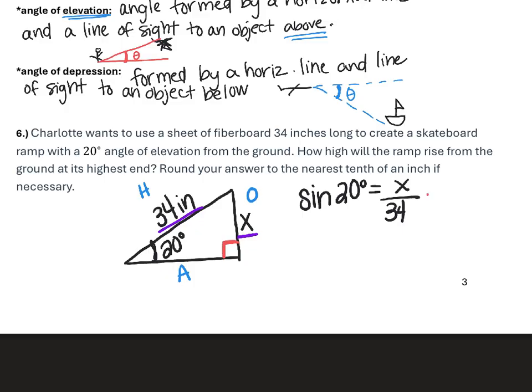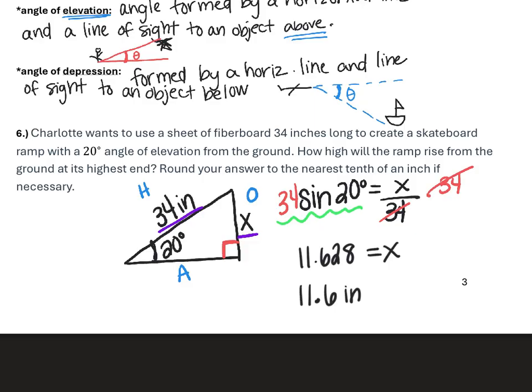To get x by itself, I multiply both sides by 34. And this is what I put into my calculator. 34 times the sine of 20 degrees, which gives me 11.628. It told me to round to the nearest tenth, so I should say 11.6, and we are talking about inches, so you need to label your answer.